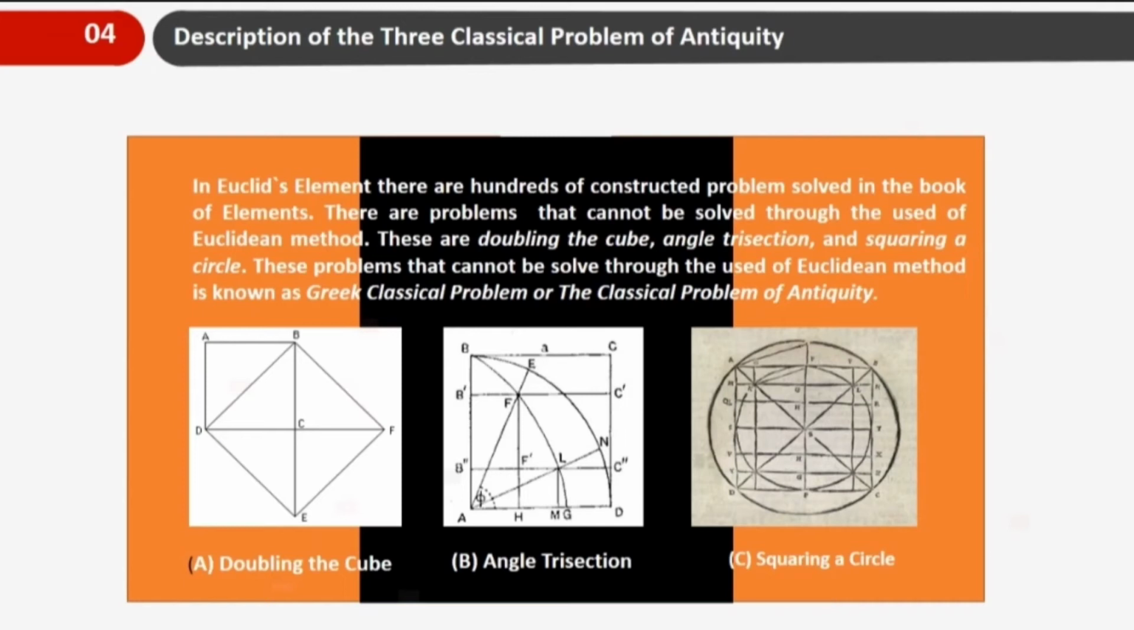But there are also problems that cannot be solved using his methods. He cannot solve those geometric problems using only the compass and the unmarked straight edge, because those are his tools to solve geometric problems. These problems are namely doubling the cube, angle trisection, and squaring a circle. And these three problems are known in ancient Greece as the Greek classical problems or the classical problems of antiquity.